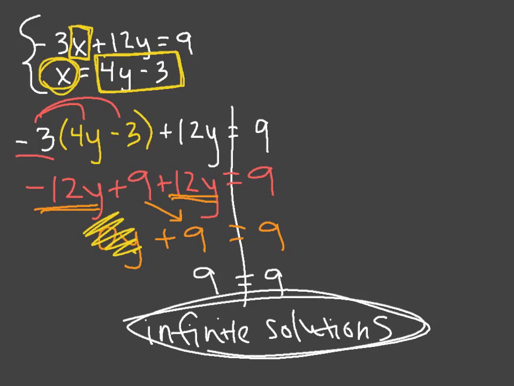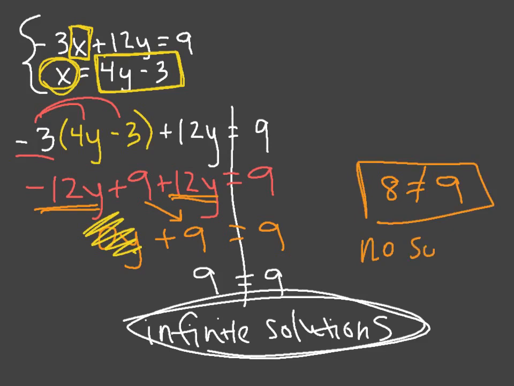However, let's say in another problem, our y's cancel out just like in this problem, but instead of 9 equals 9 at the end, we are left with something like 8 equals 9. Well, 8 does not equal 9, so if this were the case, instead of writing infinite solutions, we would write no solution. But in this problem, our numbers were the same, so our final answer was infinite solutions.